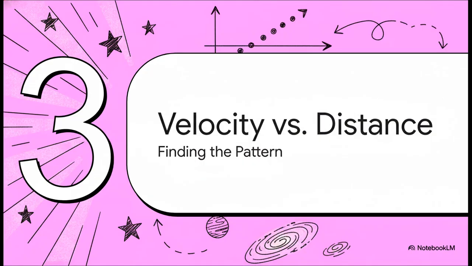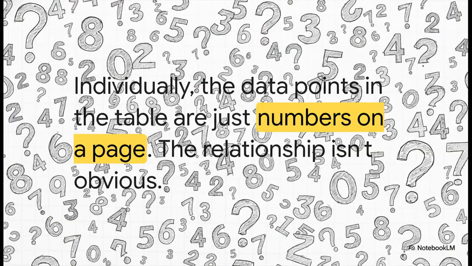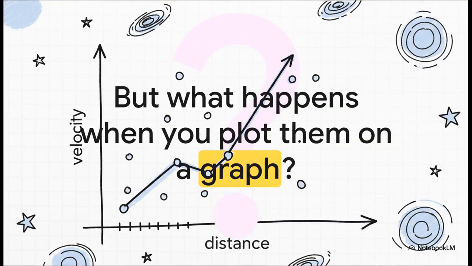But here's the thing. The real genius here wasn't just in collecting this messy data. It was in what he did next, how he decided to look at it. Because when you just look at them in a table, they're just numbers. The secret isn't jumping off the page. But what happens when you take those two columns, distance and velocity, and plot them on a simple graph?